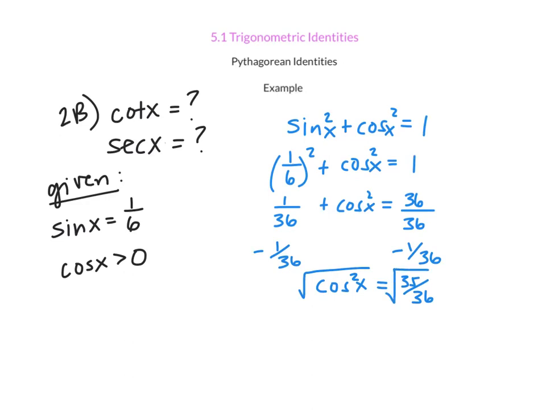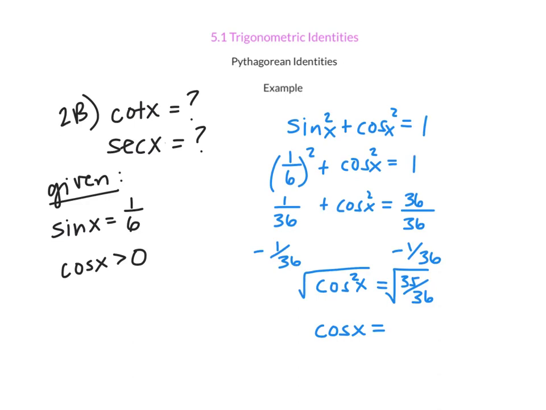Now, when you're square rooting in an equation, yes, you need plus or minus, but think about why we don't need that here. Remember, we were told this. Cosine's positive, so we only care about the positive answer, so we don't need to include the plus or minus.